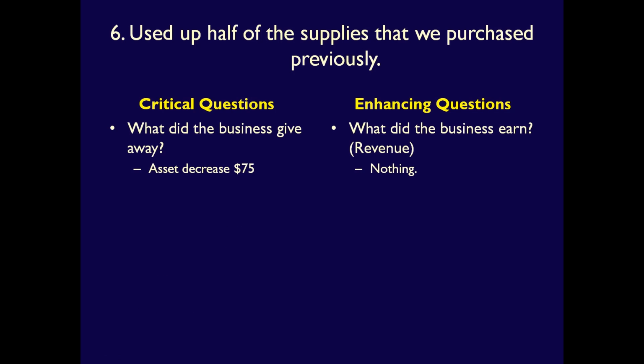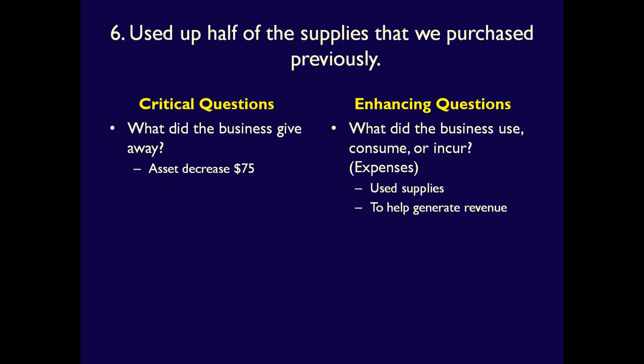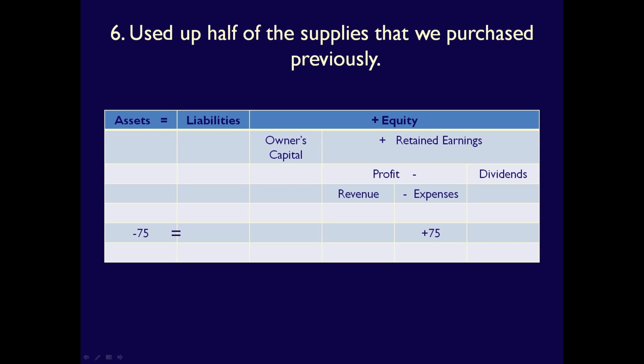What did the business earn? Nothing, as they haven't done anything for the customer yet. What did the business use, consume, or incur? The business used up 50% of their supplies to help them generate revenue in the business. We therefore record a $75 expense. Let's record this business activity in the expanded accounting equation.